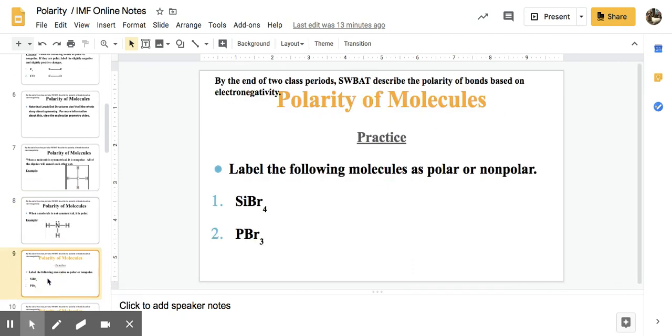All right, so again, go ahead and stop the video. Draw the Lewis structures for these two, or if you don't quite remember Lewis structures, just Google the Lewis structure and label it as polar or nonpolar.